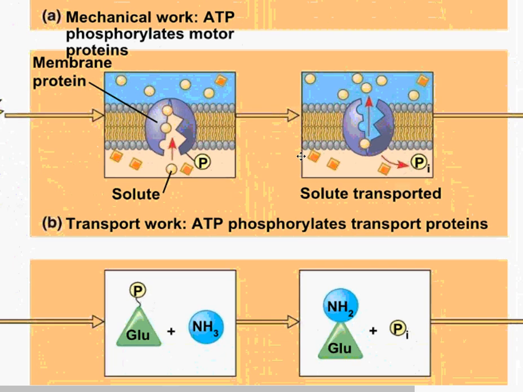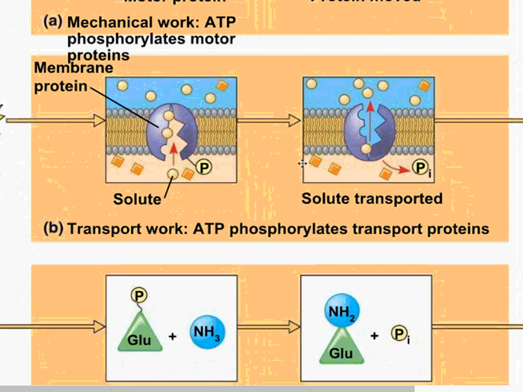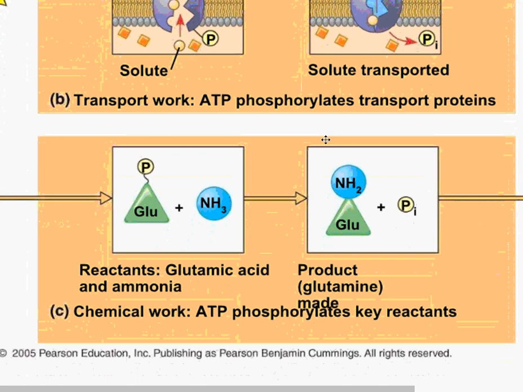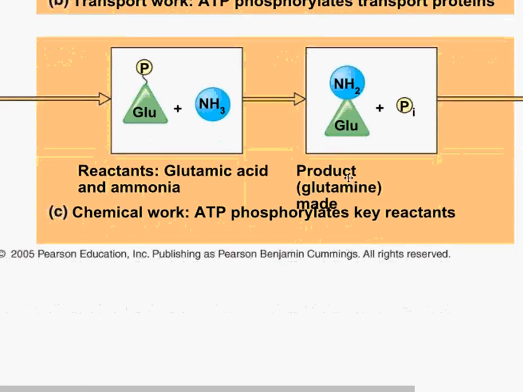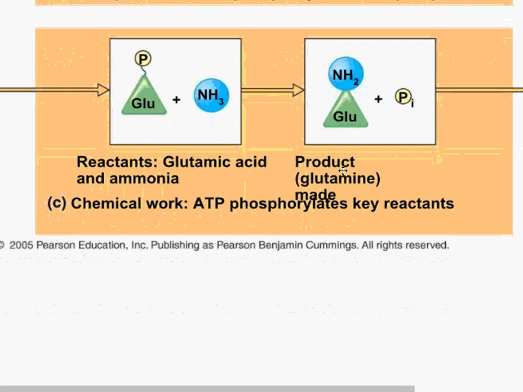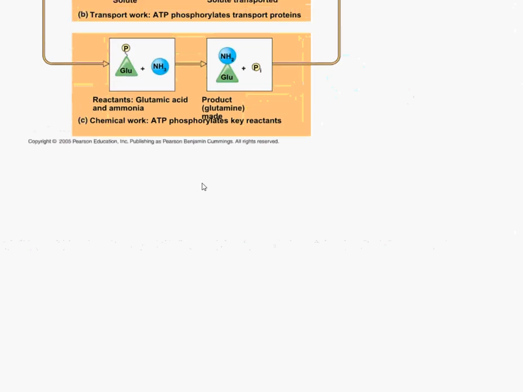Transport work, this is the use of a concentration gradient in order to pass materials from a high concentration to a low concentration, thus creating energy to do work. And then you have chemical work as well. This is just the breaking of bonds to get energy out of those bonds in order to do some sort of work. And this last one is an example of what ATP does.